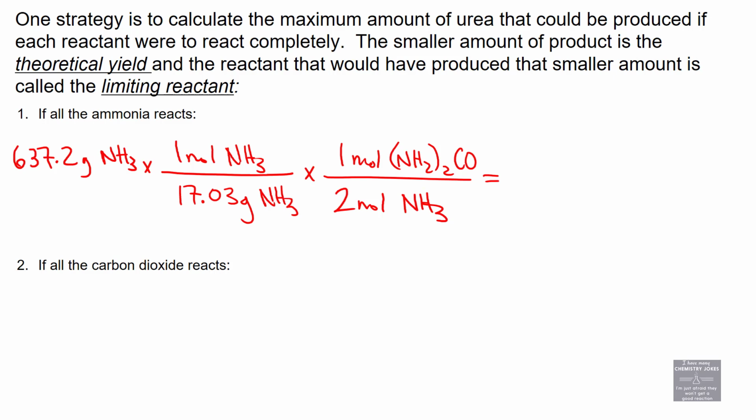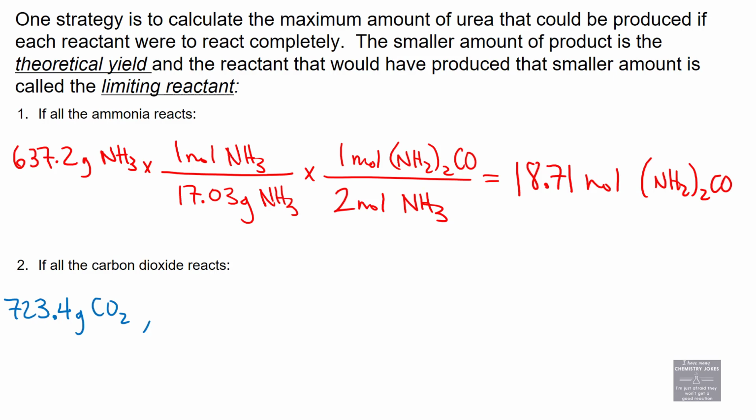And calculate how many moles of urea could be created. If I do my little math, 637.2 divided by 17.03 times 2, 18.71 moles of urea could be created with 637.2 grams of ammonia. Okay. What if carbon dioxide reacted instead? What if carbon dioxide were limiting?